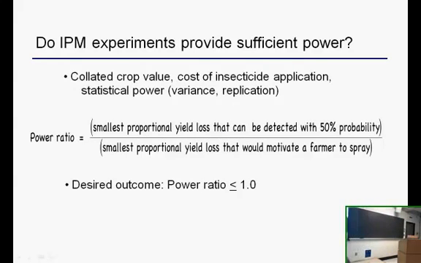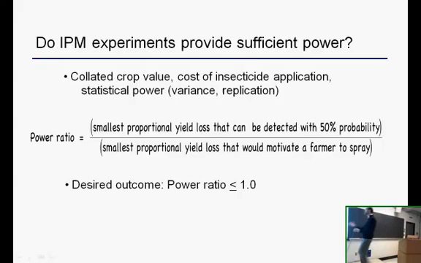the relevant information. So we took out information on crop value, on the cost of insecticide application, and the key stuff that allowed us to measure statistical power, so variance and the number of replicates. And for each of these studies, we calculated a power ratio, as the smallest proportional yield loss that we could detect with 50% probability. So this is, okay, we've got a reasonable chance of measuring an effect of this size. So this is what can we measure. And then in the denominator, the smallest proportional yield loss that would actually motivate a farmer to spray. Right? So this is the effect size that actually matters to the farmers.